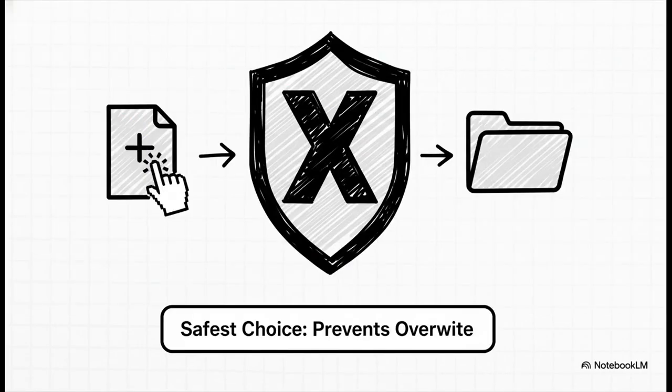So what's the big takeaway here? It's simple. If your main goal is to create a brand new file and you want to be absolutely positively sure you don't accidentally destroy something else, X mode is your best bet. No question. It was literally designed to prevent these exact kinds of accidents.